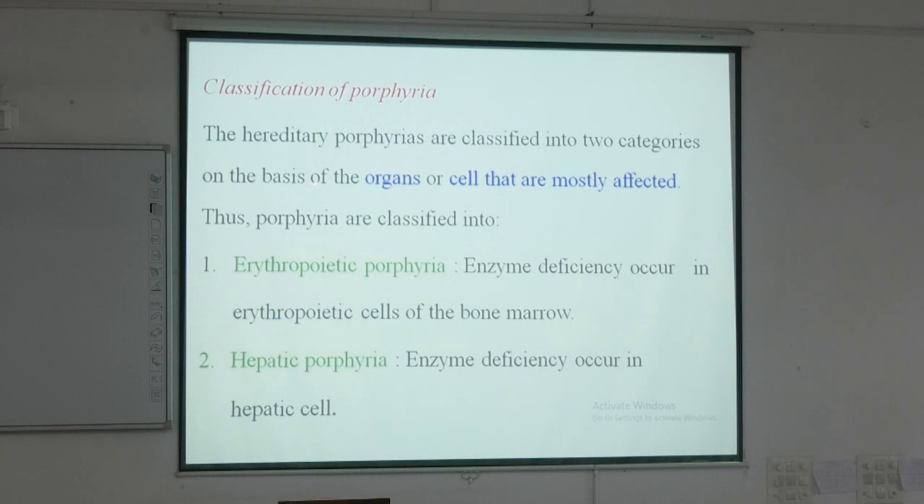Classification of porphyrias: erythropoietic porphyrias and hepatic porphyrias. Two types of porphyrias. The first one is where the enzyme deficiency occurs in erythropoietic cells of the bone marrow. So what happens? They reduce the process of erythropoiesis. Erythropoiesis, you know? Formation of RBCs.